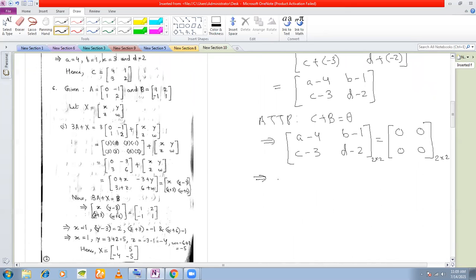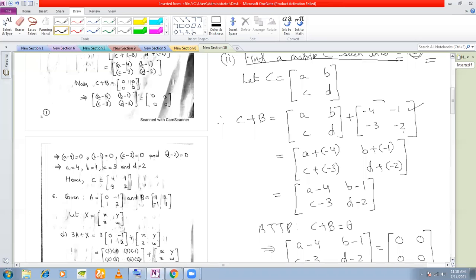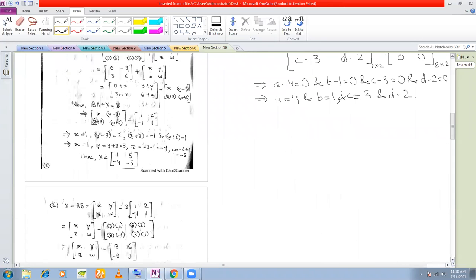The idea here is you have to equate the corresponding elements. So a minus 4 is equal to 0, and b minus 1 is equal to 0, and c minus 3 is equal to 0, and d minus 2 is equal to 0. So that means you're getting the value of a as 4, b as 1, c as 3, and d as 2. So they can be negative also, but just because we had all the elements negative here, that is why we are getting all of these as positive.